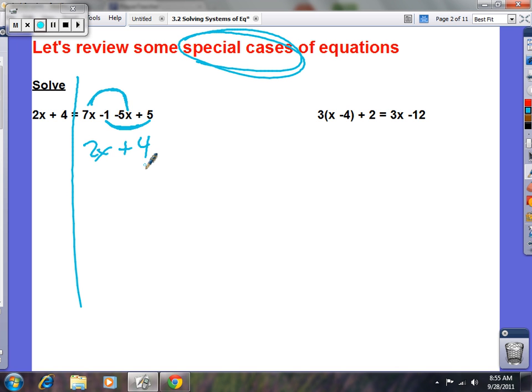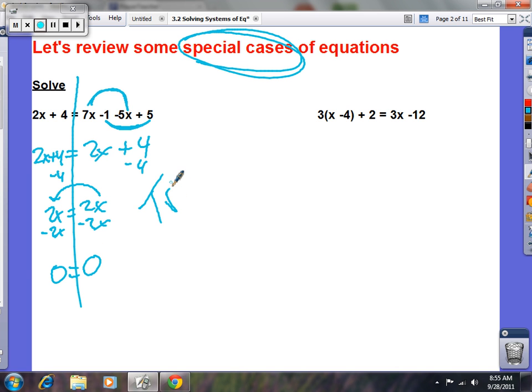plus 4? Now, what do you have on the left? 2x plus 4. What do you have on the right? 2x plus 4. You got the same equation on both sides. Look, if we minus 4, you're going to have 2x equals 2x. If you get your x's on the same side, if I move these x's over here, minus 2x, minus 2x, you got 0 equals 0. Is that what you ended up with? Okay, these are either true or else they're false. 0 equals 0. Is that true or false? True. Circle it. Box it.